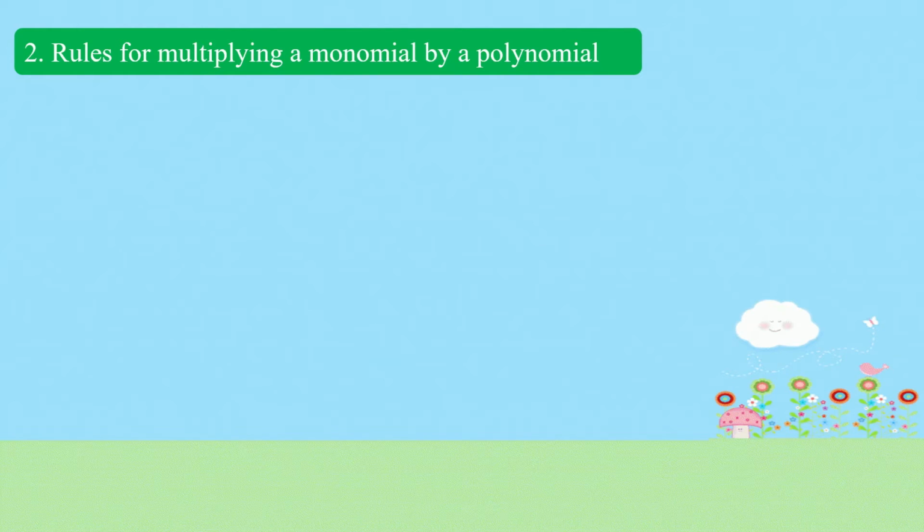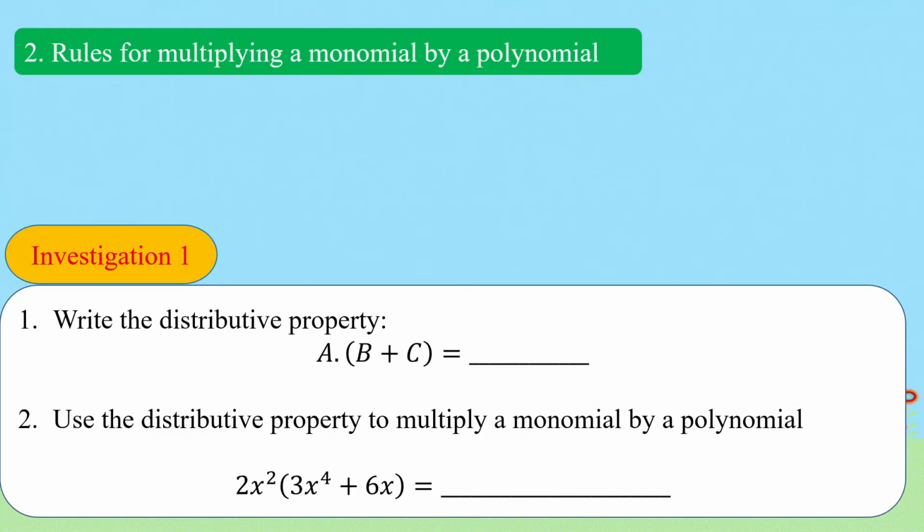Next, let's go to the second one. Rules for multiplying a monomial by a polynomial. Here, investigation 1, I want you to write the distributive property, A times B plus C. So what is it? Well, you take A and multiply it by each term of the whole expression. It is A times B plus A times C.